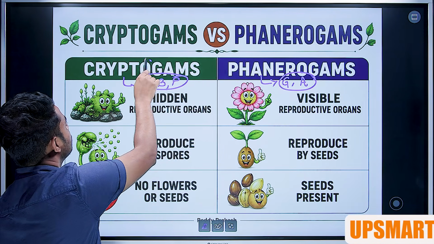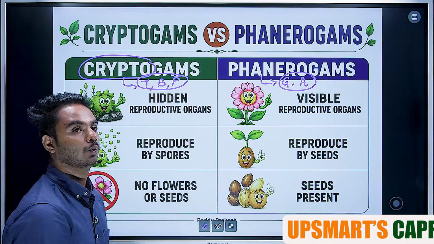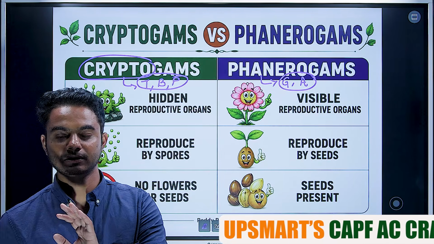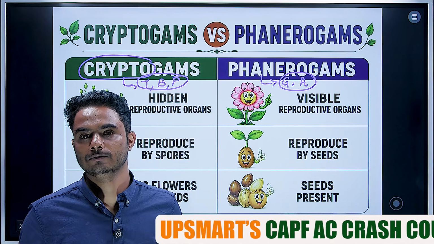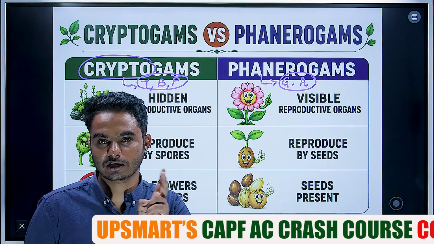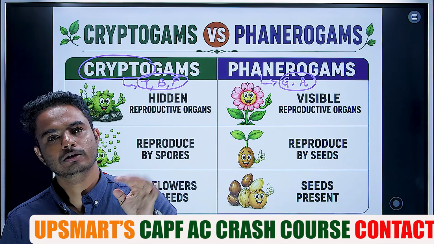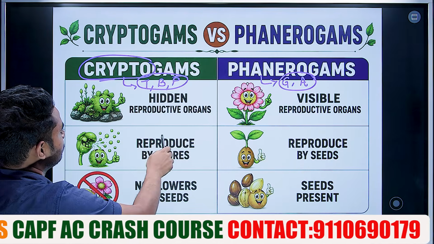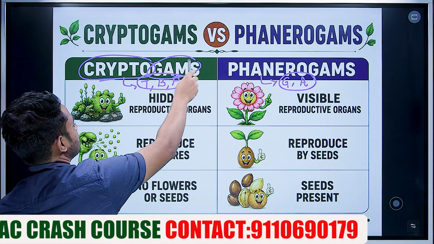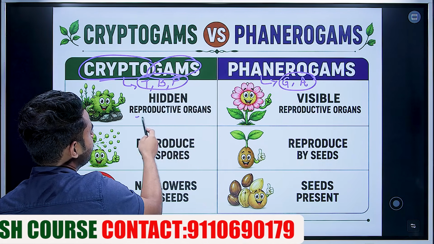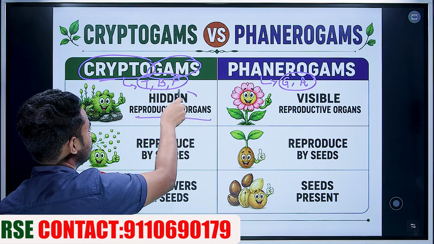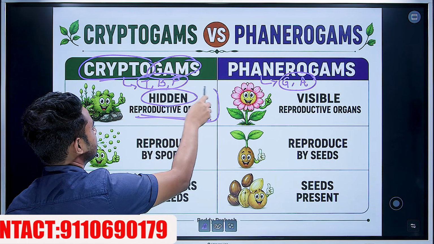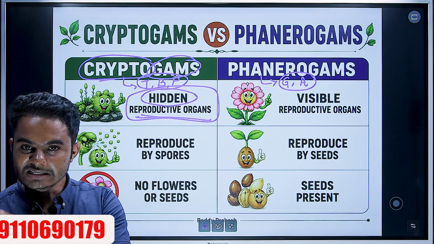Cryptogams. See, you know cryptocurrency, right? Can you see cryptocurrency like how you see the dollar and the rupee? It's not visible, right? Similarly here, cryptogams will have gams, which means gametes. Gametes means reproductive organs. Crypto means hidden. So, hidden reproductive organs. Easy.